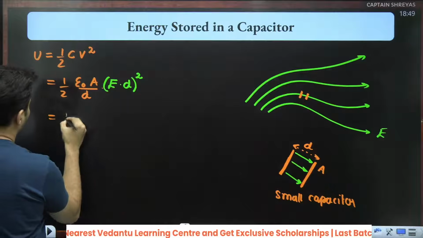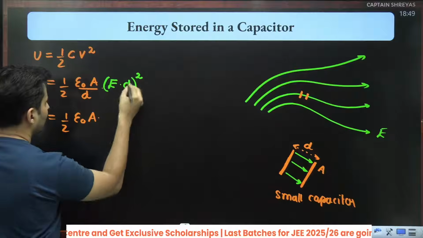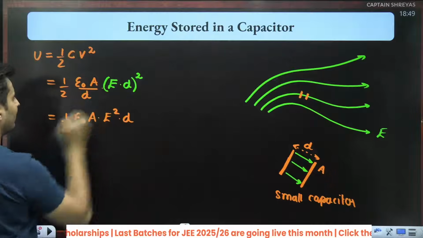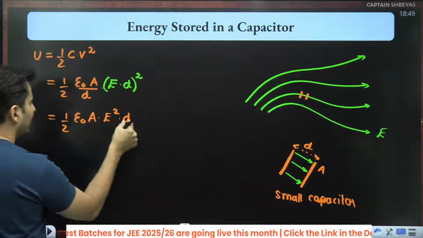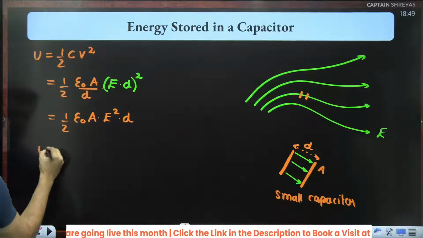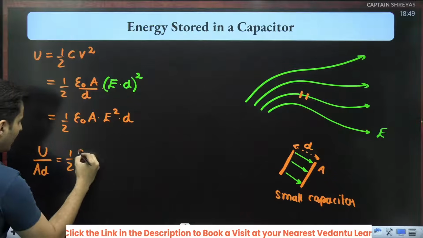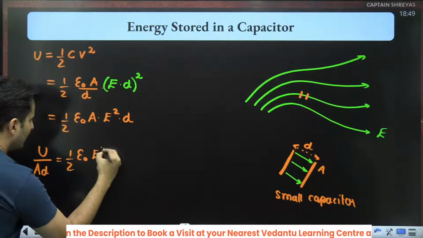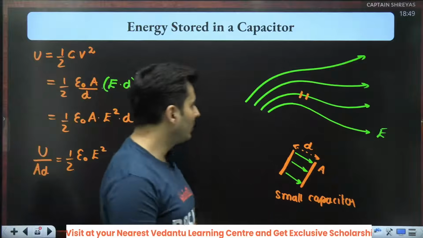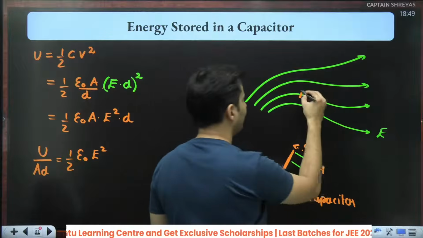So let's see what happens next. This will become half epsilon naught A E square into D. One of the D got cancelled. I take these A and D separately outside and bring it below U. So U divided by A into D is equal to half epsilon naught E square. You might be wondering, why did I do that? What is A into D, guys? Well, let me show you what exactly I've done.